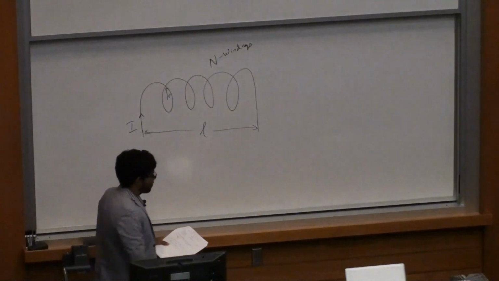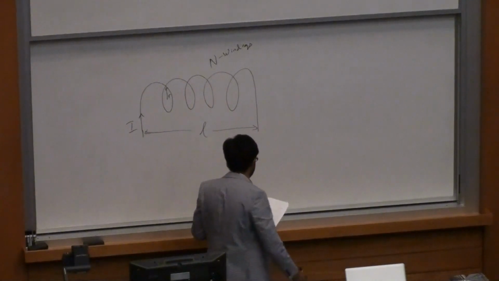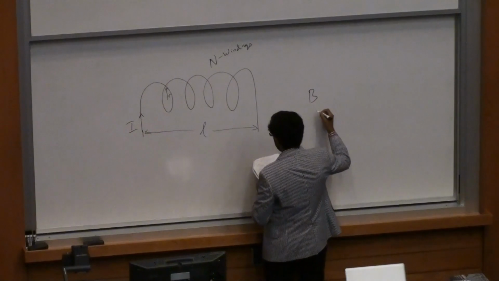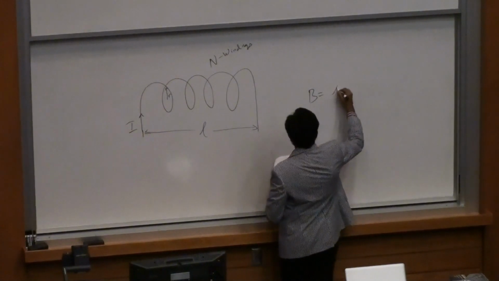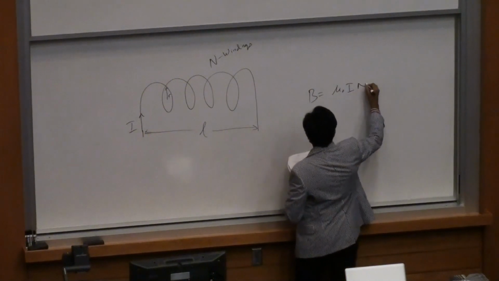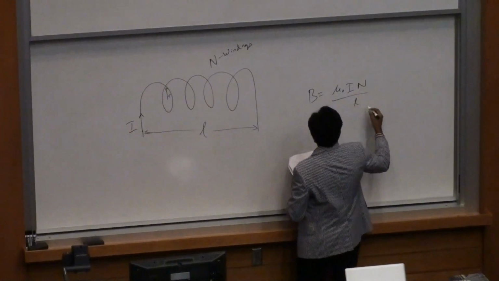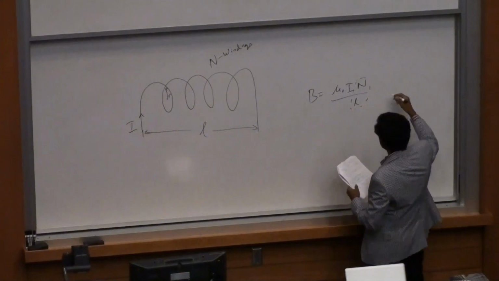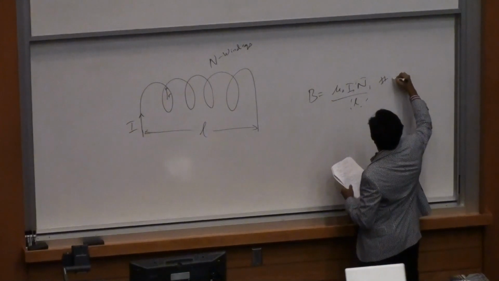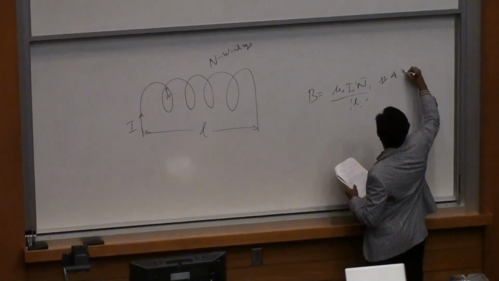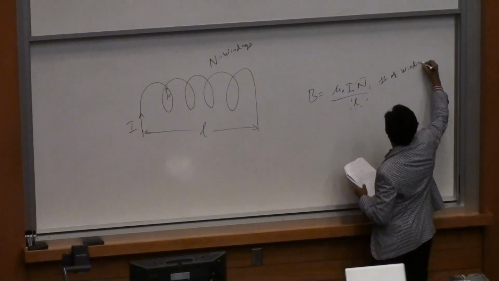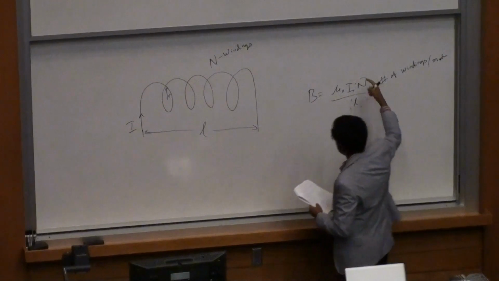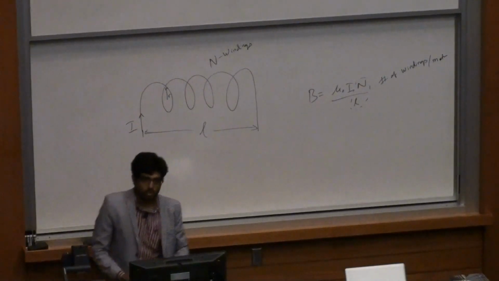You may remember from what we calculated last week from Ampere's law that the magnetic field inside a solenoid is mu naught I N over L. And of course, we discussed this at some length. N over L is the number of windings per meter. This is windings per length, so it's windings per meter.